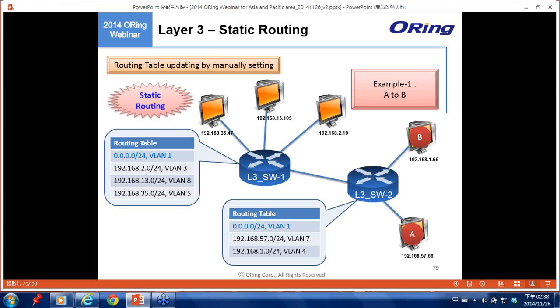Here is an example. Routing tables are already created in each router. Now if you try to transmit a packet from host A to host B, the first thing is to check the routing table. You can see there is subnet 192.168.1.0 in the routing table, and it matches the subnet of host B. So the packet can be transmitted from A to B by routing.